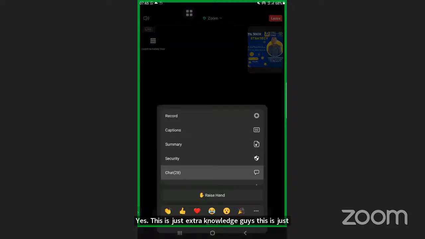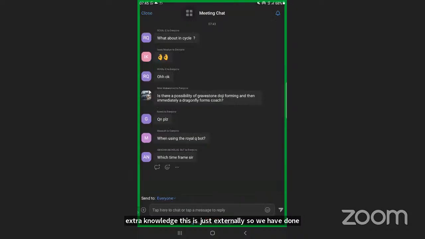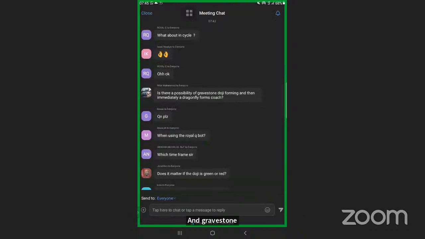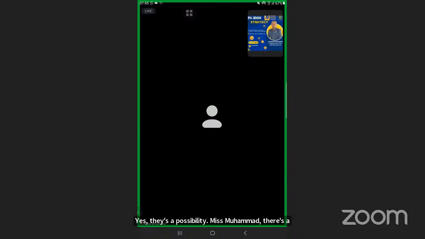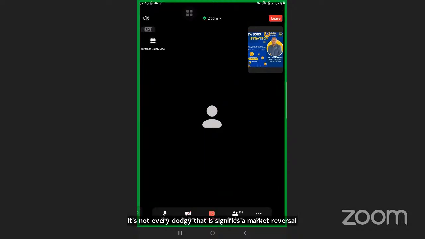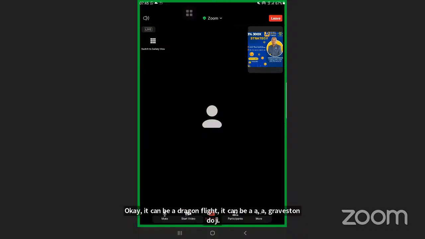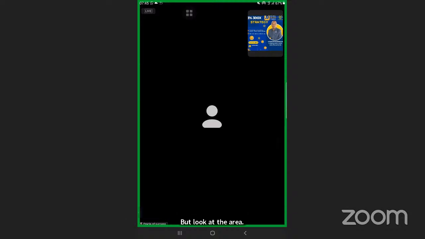So we have done Dragonfly and Gravestone Doji. Yes, there is a possibility, Misk Muhammad. That's why I'm saying you should look at areas where the dojis are forming. It's not every doji that signifies a market reversal. It can be a dragonfly doji, it can be a gravestone doji, but look at the area. The area is very important.